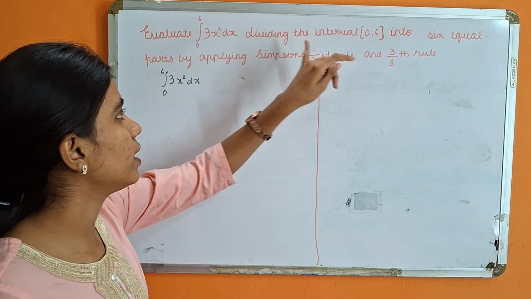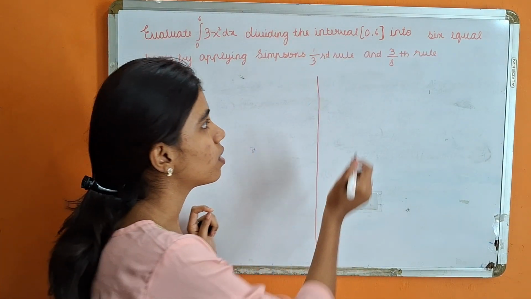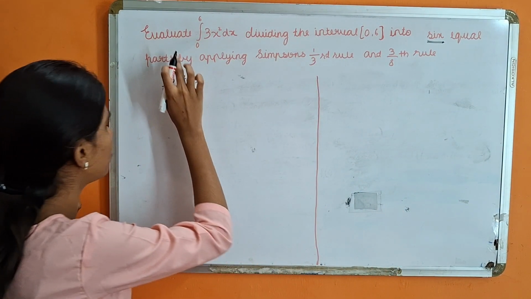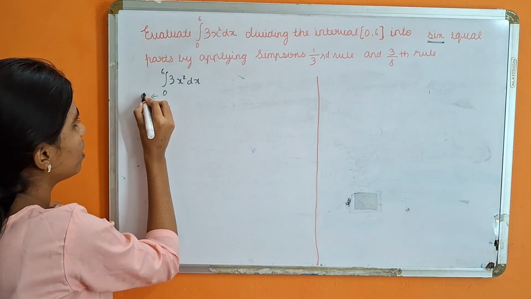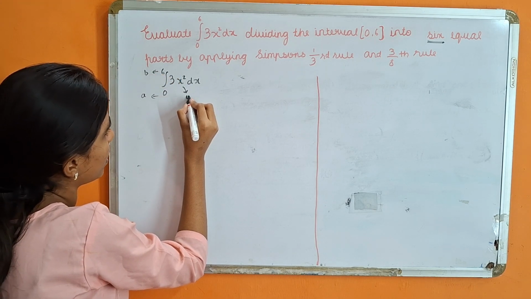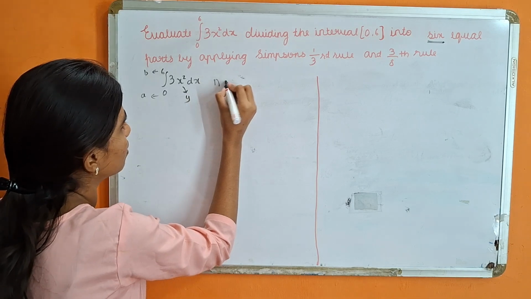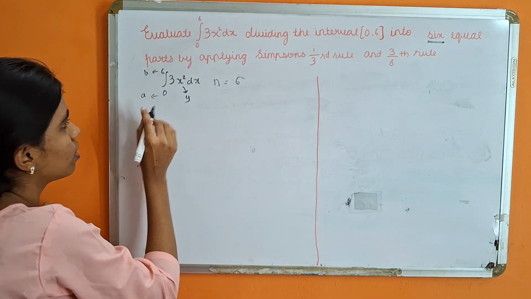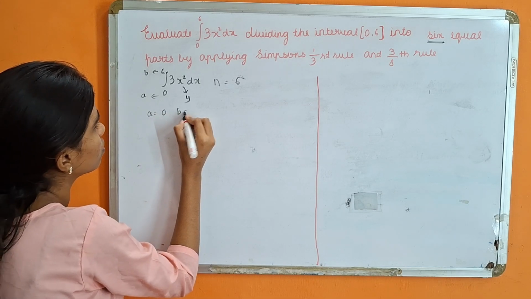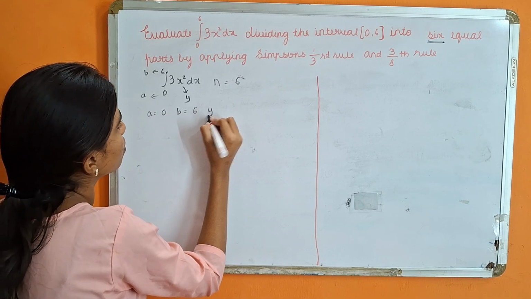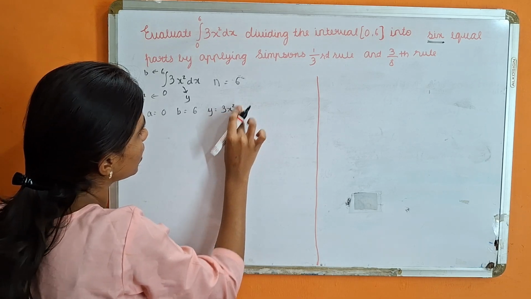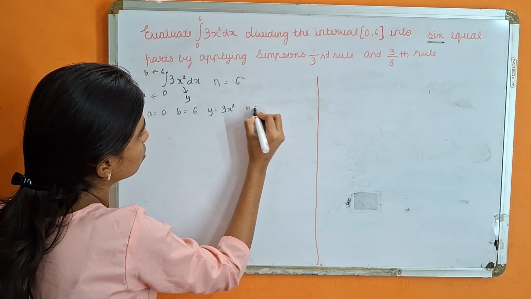Dividing the interval 0 to 6 into 6 equal parts. So this is also your question, 6 equal parts. This is your a, this is your b, this is your y, and that is your n. n is equal to 6. So we'll write this down. a is equal to 0, b is equal to 6, y is equal to 3x square, only 3x square, and n is equal to 6.